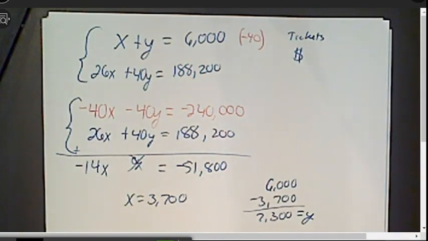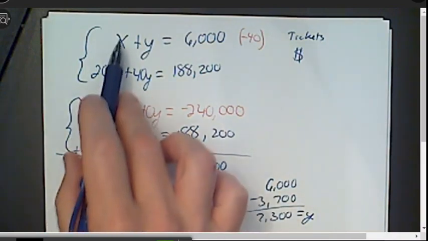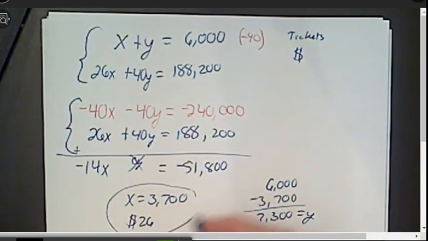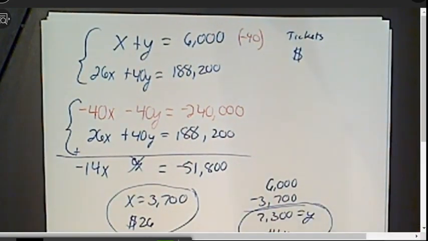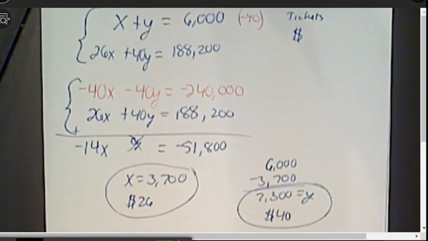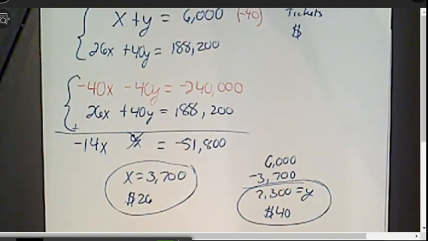Now, they'll probably ask you, tell me how many are the $26 tickets. We said that X was the $26 tickets, so there's 3,700 of the $26 tickets, and then there's 2,300 of the $40 tickets. Again, it doesn't matter which one you let be X and which one you let be Y, as long as you know which one's the $26 tickets and which one's the $40 tickets. That's really all you have to have.